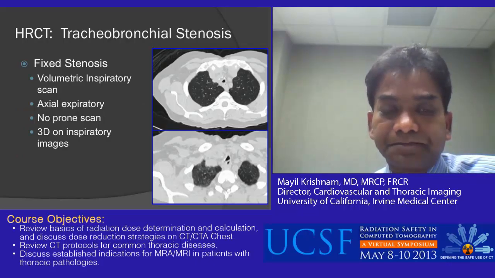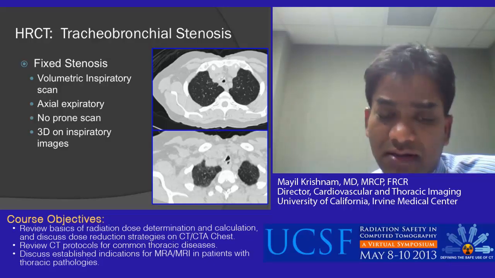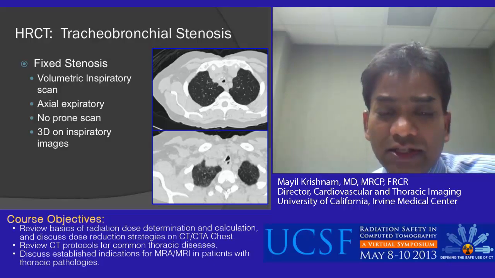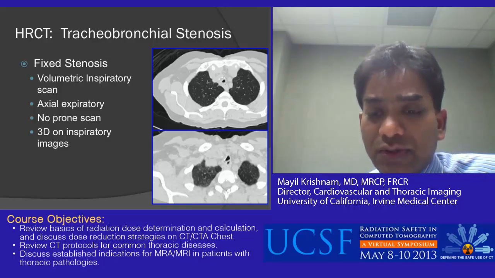Next slide. For tracheobronchial stenosis, we need to perform a volumetric inspiratory scan. However, on the expiratory scan, we don't need a volumetric. We can just perform a low dose axial scan. We don't need prone scan on these patients. And the images on the right show the fixed stenosis. Top is inspiratory and bottom is low dose axial scan showing some air trapping too.